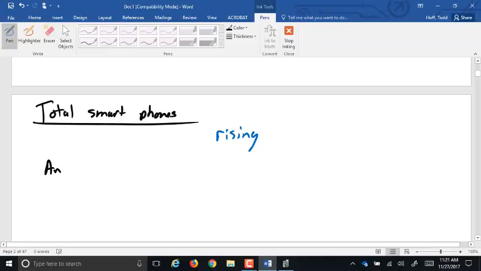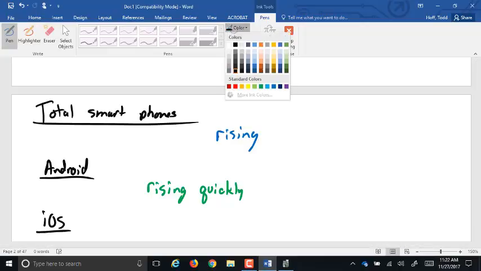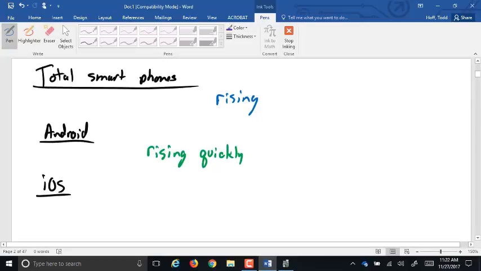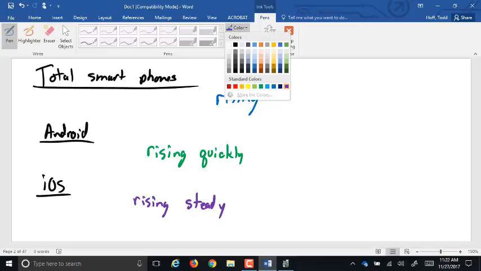How about Android phones? What can we say about the sales of Android phones? Rising quickly or slowly? Yes, they are a rapid rise. How about iOS? Okay, so you'd say rising steady. So it's not really slowly, not really quickly, but there's kind of a consistent, steady rise. That's a good way of putting that. And then finally, other.